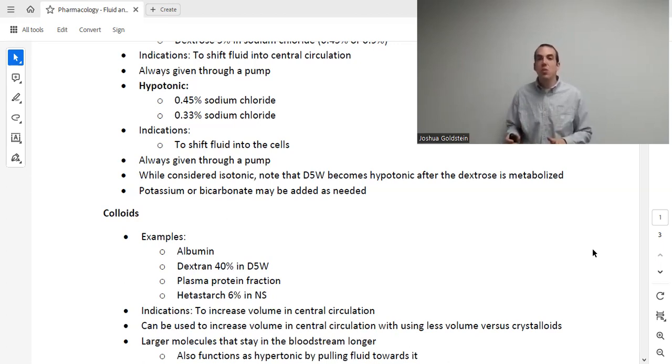I don't want to confuse you with this, but you can see this on a test. What happens to D5W after it's metabolized? And the answer would be that the fluid now becomes hypotonic.